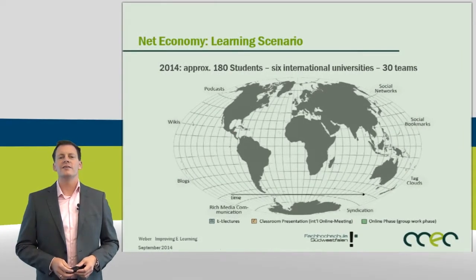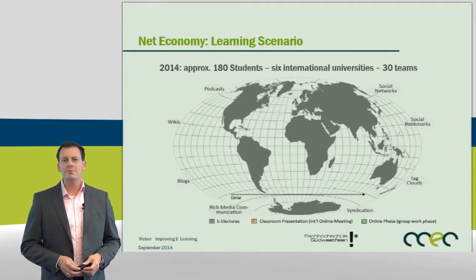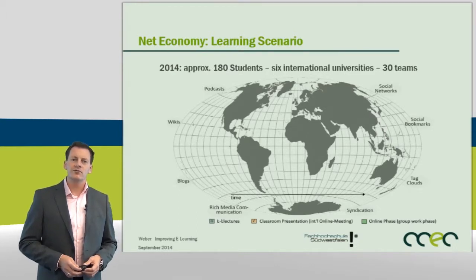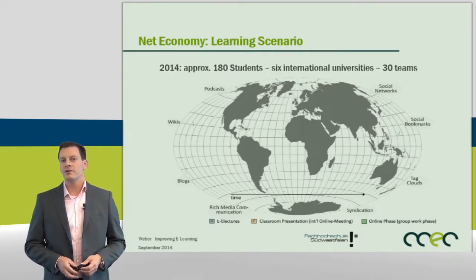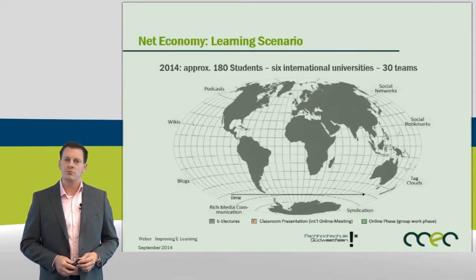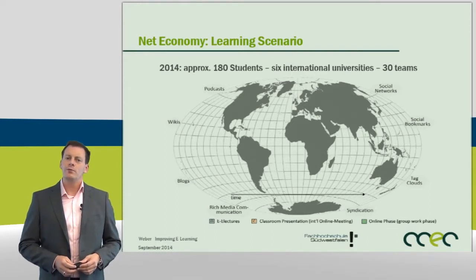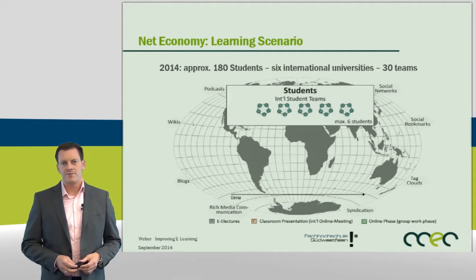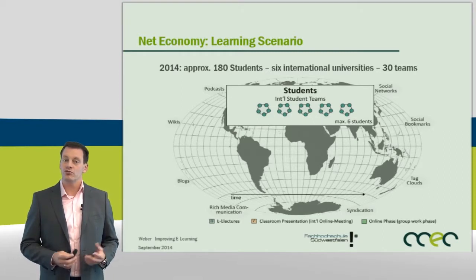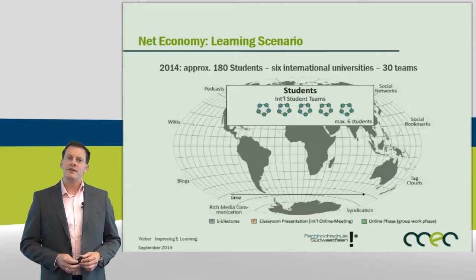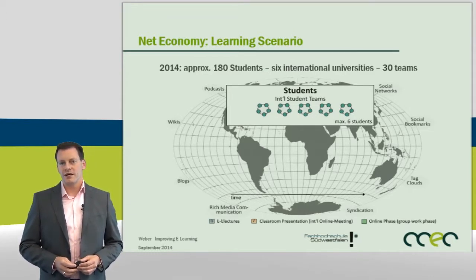Let's take a closer look at the Net Economy learning scenario. For the upcoming course cycle, we expect about 180 students from 6 universities, actually various countries, including Germany, Indonesia, Ukraine. We also had participants from China and Turkey that we will organize in 30 virtual teams. Not more than 6 students each and not more than 2 students from each location. These groups are provided a technical infrastructure based on Web 2.0 tools, social networking services, blogs, wikis, Google Sites, for example, that they can use to collaborate in this virtual environment.